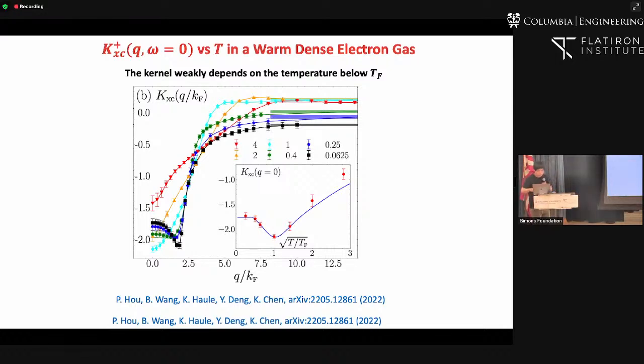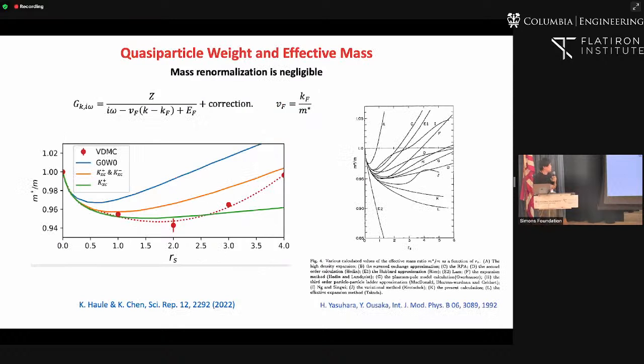Okay, so combined with these three calculations, we conclude the quasi-particle interaction, or the exchange correlation kernel, is roughly a constant within the entire Fermi volume up to the Fermi energy. And then in addition to that, we examine the effective mass. Basically, this is another important Landau Fermi liquid parameter. In the literature, there are all different kinds of predictions. Some theories predict that when you increase rs, it will go up. Some theories predict it will go down.